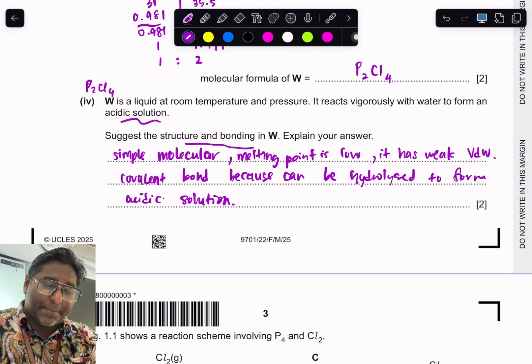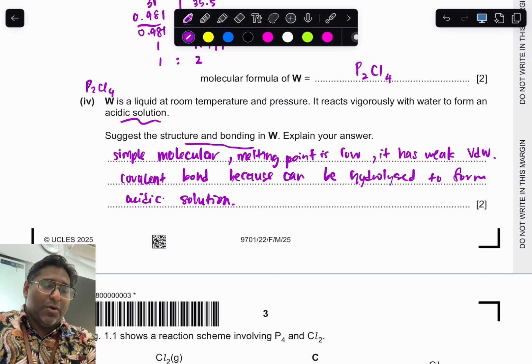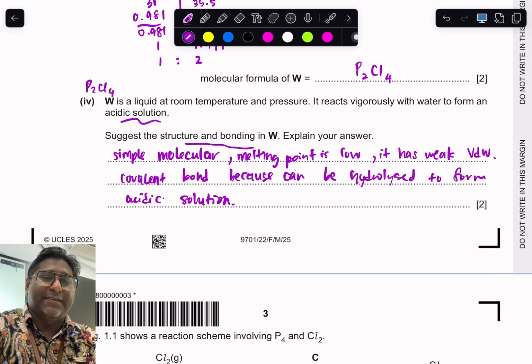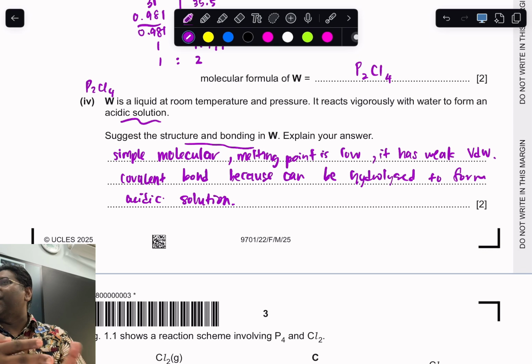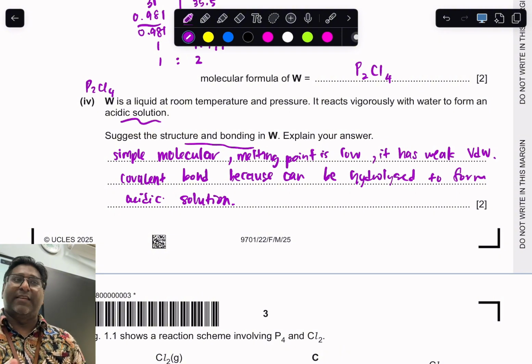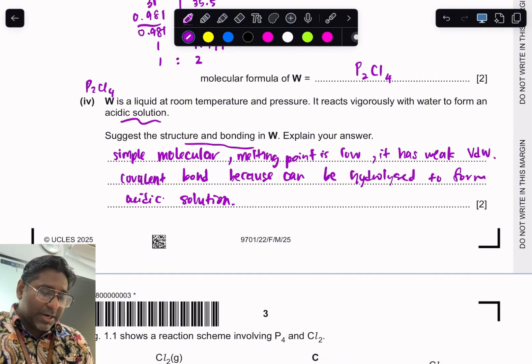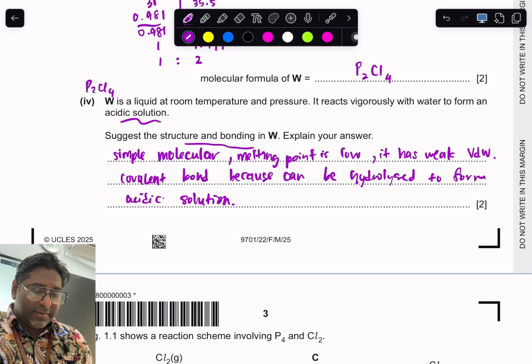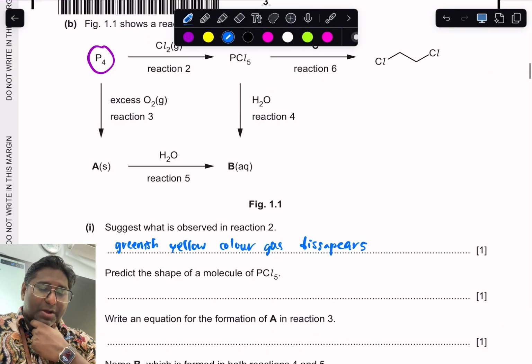So here I have P4 changing into PCl5. We know the color of Cl2, what is the color of Cl2? Not yellow. So greenish yellow or green, you can choose. Generally it is greenish yellow, or in the marking key they mention green color. The green color disappears because the Cl2 is reacting. I will stick to greenish yellow. The greenish yellow gas disappears.